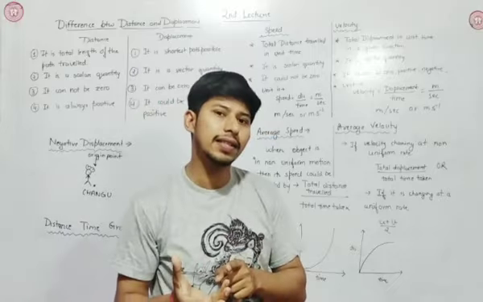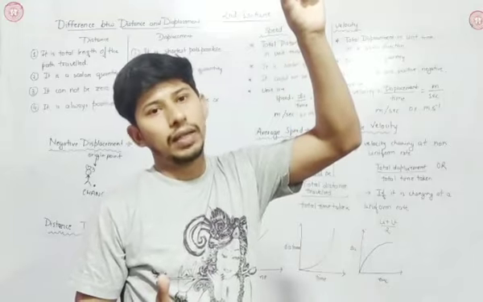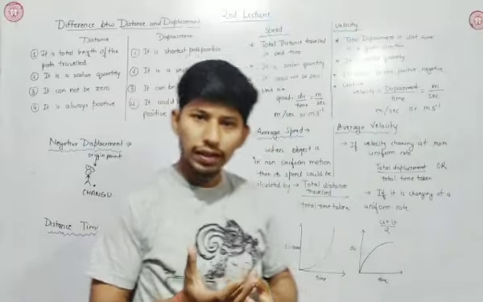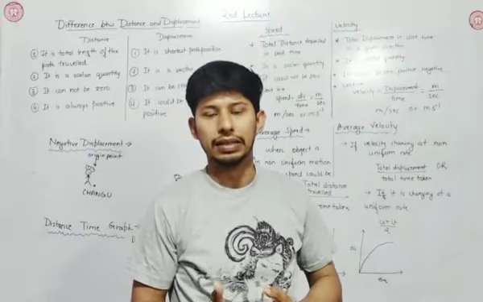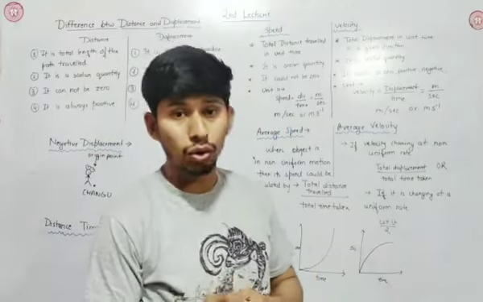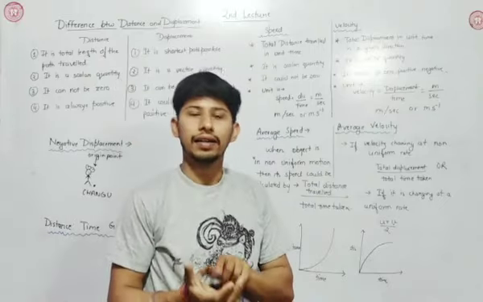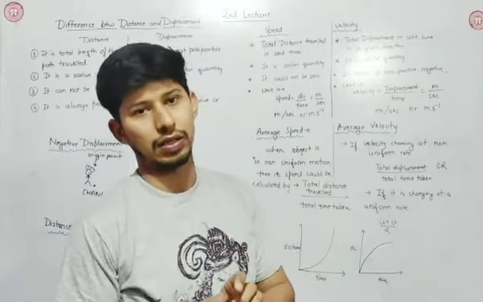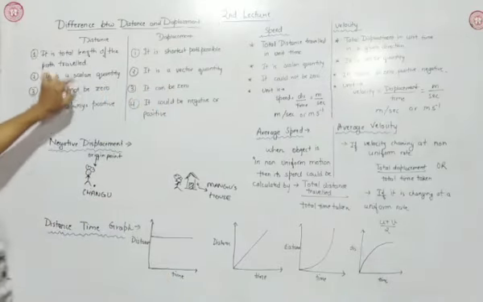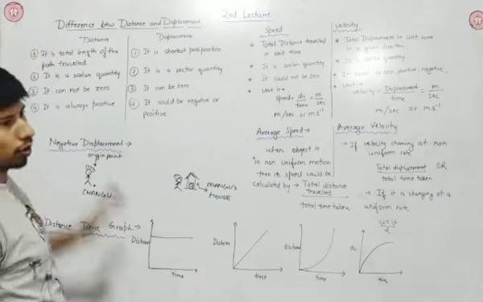What is the distance that the stone traveled? 10 meters when it's going up, and 10 meters when it's coming back to your hand. So the total distance is 20 meters. But the displacement of that stone is 0 because it again reaches your hand. So displacement could be 0 but distance cannot. Second thing, distance is always positive.